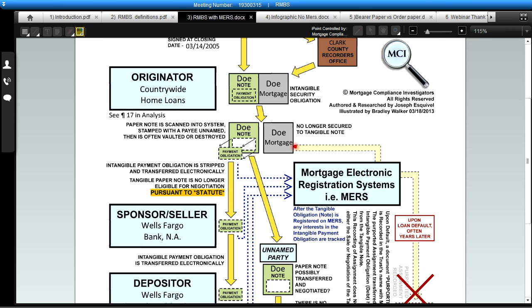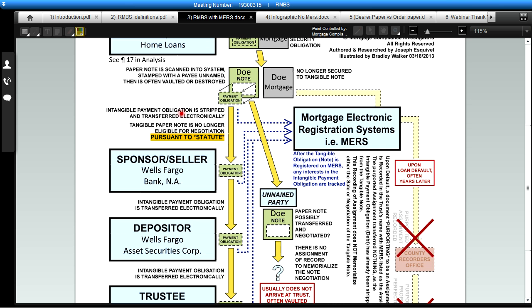Now, what happens next is that this is called the payment obligation. This payment intangible obligation is stripped and sold to the sponsor or the seller. The sponsor seller is the one that sponsors the transactions. Now, when they've stripped out that payment intangible and sold it, because they can do that legally under UCC Article 9, once they have sold that payment intangible obligation, the note is no longer eligible for negotiation.